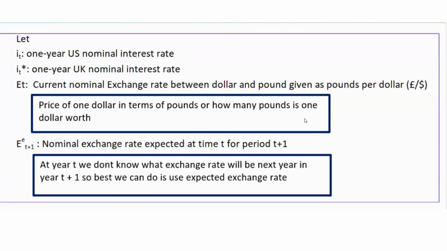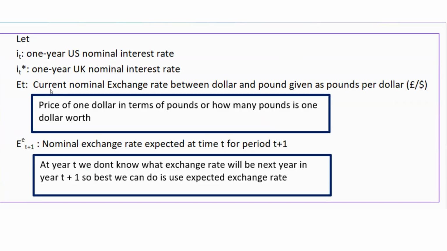So let's look at some notation before we look at how we find his expected return from each of his investment options. We're going to let i_t be the one-year US nominal interest rate, which we know for the US investor is the domestic interest rate. i*_t is the one-year UK nominal interest rate, which for the US investor is the foreign interest rate. E_t is the current nominal exchange rate between dollars and pounds.